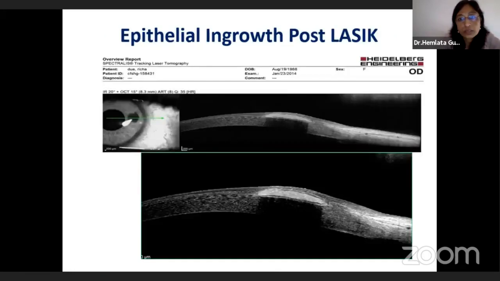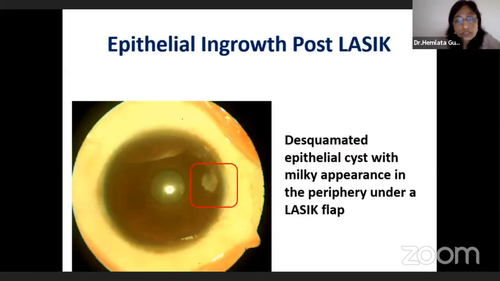Now, we did the anterior segment OCT, and on OCT, you can see that the extent and depth of the epithelial ingrowth was much more than what was seen on slit lamp. Along with that, there is overlying melting of the flap in the area of epithelial ingrowth. So in this patient, the epithelial ingrowth had to be removed surgically.